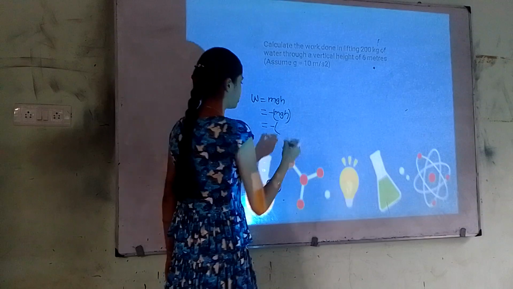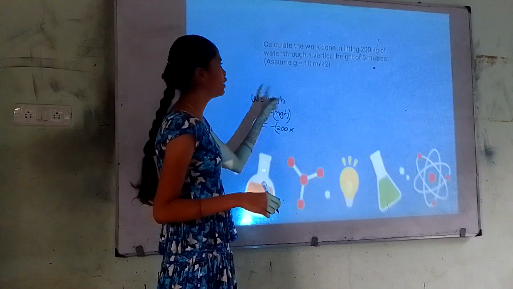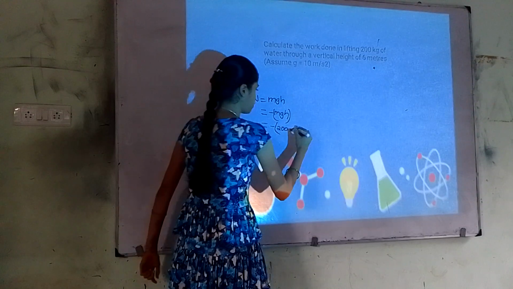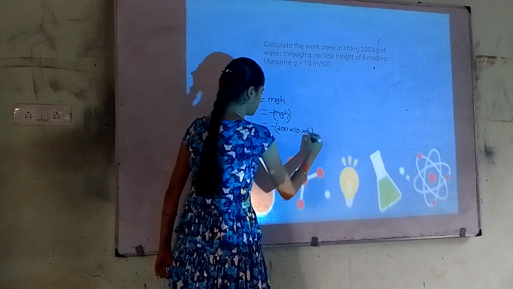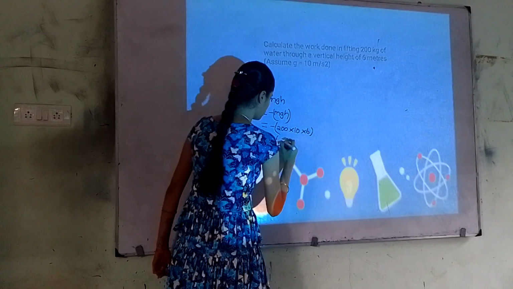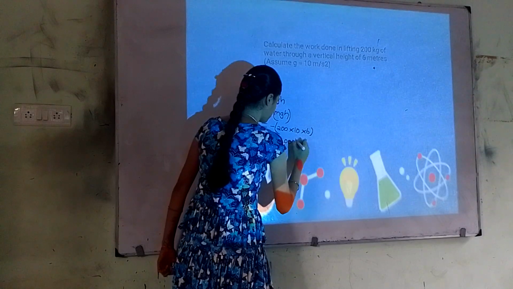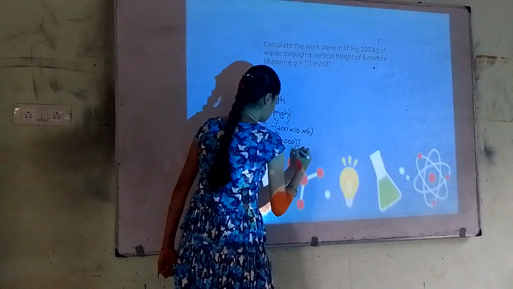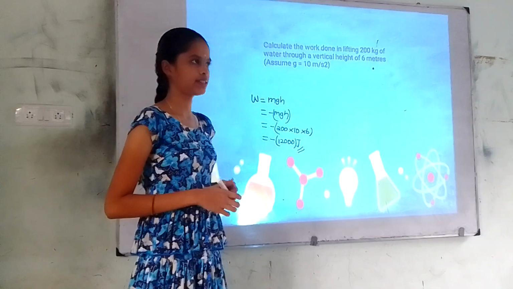Here mass of the object is 200 kgs. Gravity we have to take as 10 meter per second square. And the height is 6 meters. So minus 12,000 joules of work is done in this case.